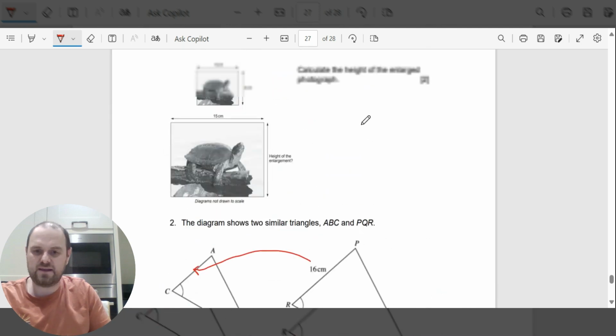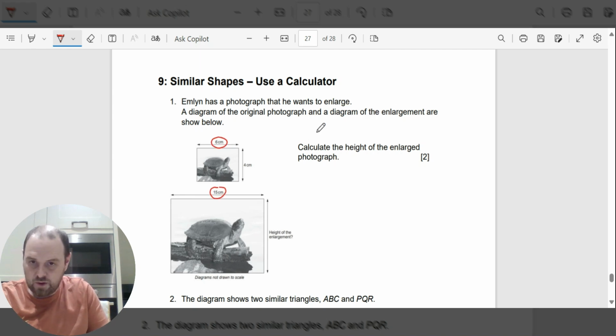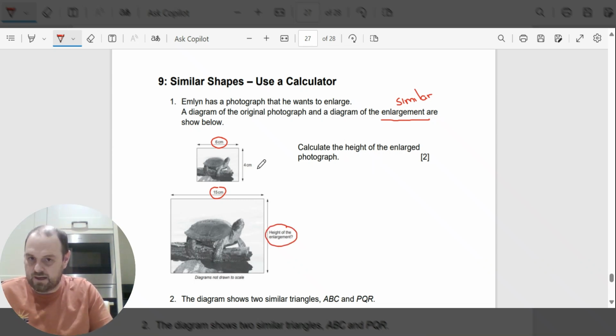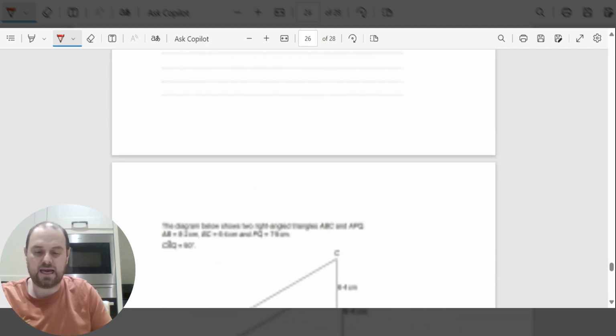And then if they decide to go down a more numeracy vibe, it doesn't have to be triangles. Have a look, we've got a 6 and a 15. Instead of using the word similar, they've used the word enlargement. That's the same thing. If two shapes are similar, one is an enlarged version of the other. Calculate the height of the enlarged photograph. Well, it's 4 times whatever you work out your scale factor to be on your calculator.